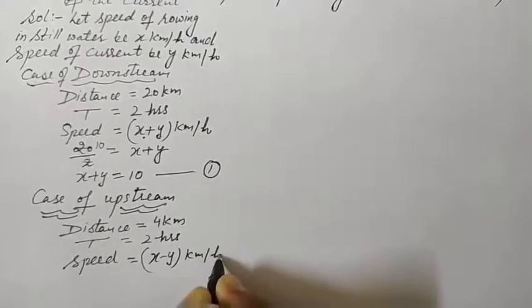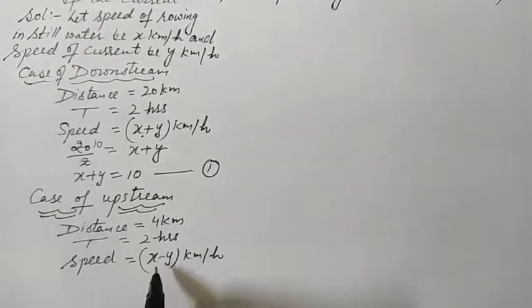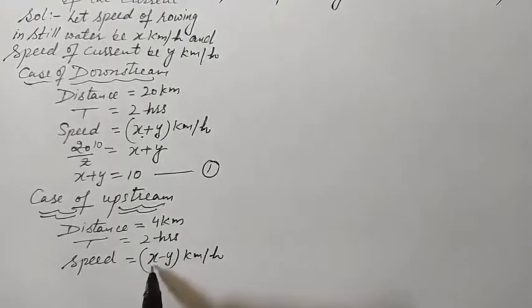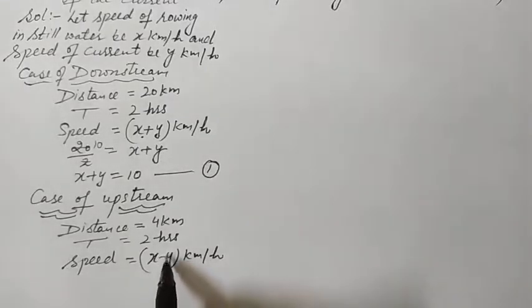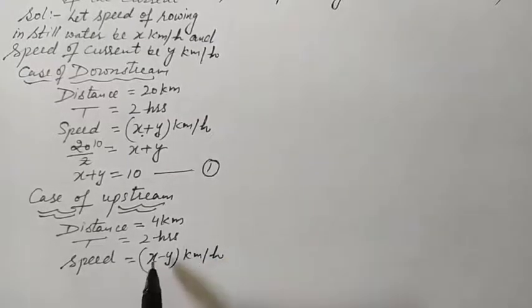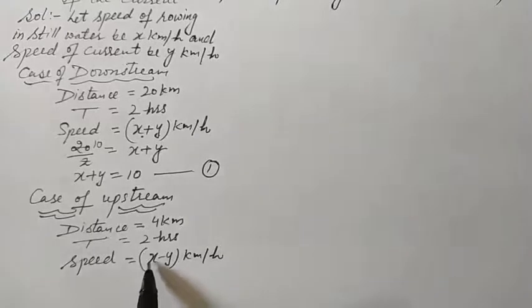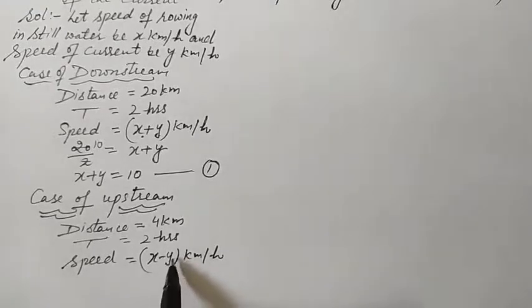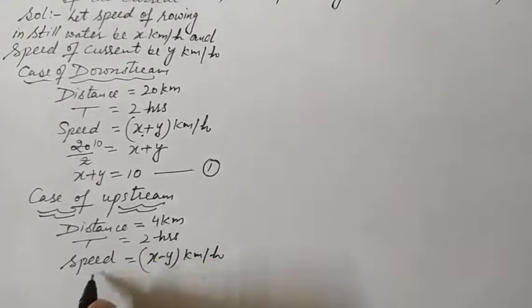So always remember that here we need to make the difference of speed of the boat and speed of the water. So it will come here x minus y. We have to take the speed of the boat first and then we have to take the speed of the water. So it means speed of the boat minus speed of the water. Don't take it opposite, like speed of the water minus speed of the boat. That will be wrong. So always remember we have to take speed of the boat minus speed of the water. Speed of the boat will be taken in the beginning. Okay. So this is this.